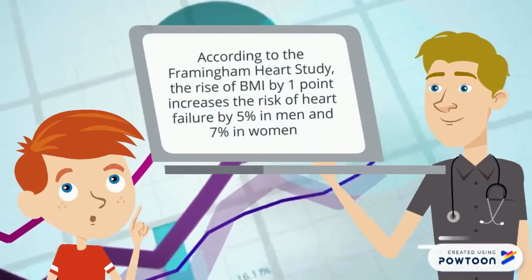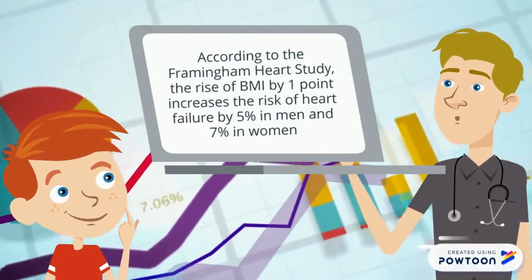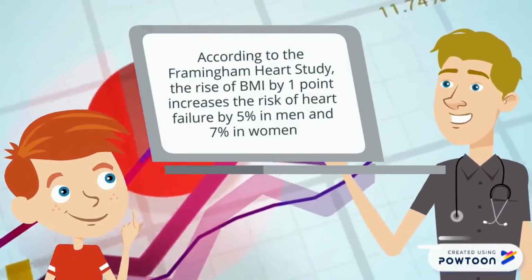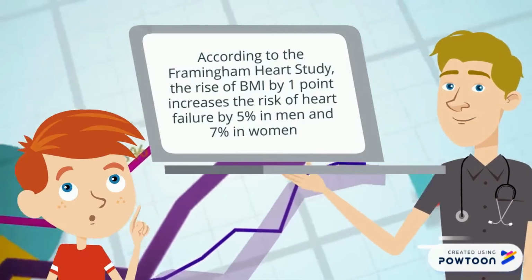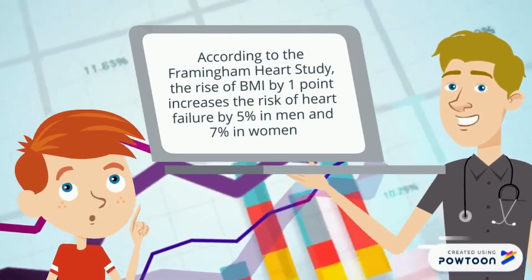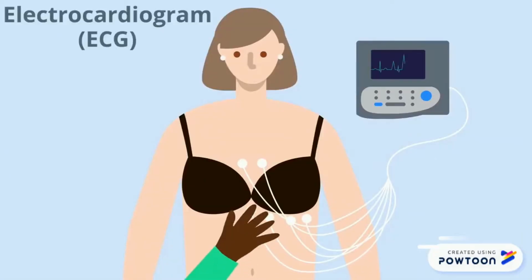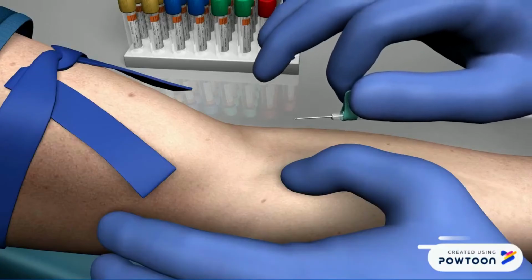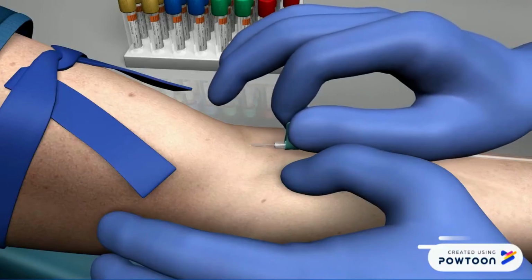This effect has been very well researched in the past. According to a well-known heart study, a BMI increase of just 1 point can cause a significant increase in the risk of heart failure. An electrocardiogram, or ECG, is the first test done to diagnose a heart attack. It records electrical activity of the heart through electrodes attached to the skin and can detect unusual changes in heart function. Blood tests can also be very useful in detecting heart attacks.